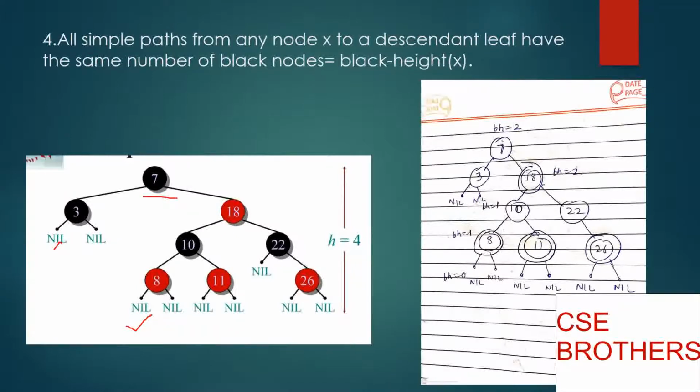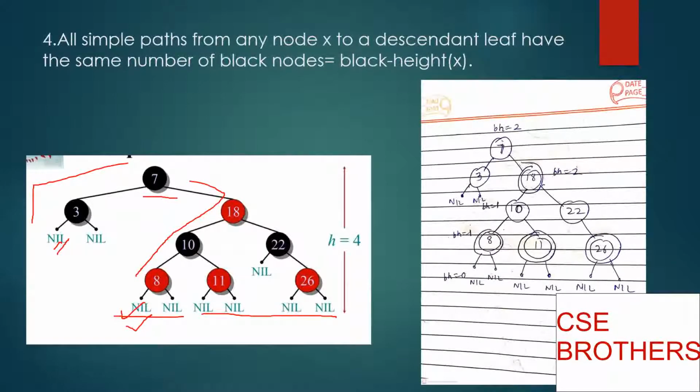Considering this particular path, the number of black nodes from 7 to this nil node is 1 and 2. So two black nodes. Likewise, considering this particular path, the number of black nodes from 7 to this particular nil node is also 2. Likewise, if we consider the path from any node to all other nil nodes that lie in the subtree of that particular node, the number of black nodes which lie in the path to all other nil nodes must be the same. Only then will the properties of a red black tree be satisfied and the binary search tree can be called a red black tree.